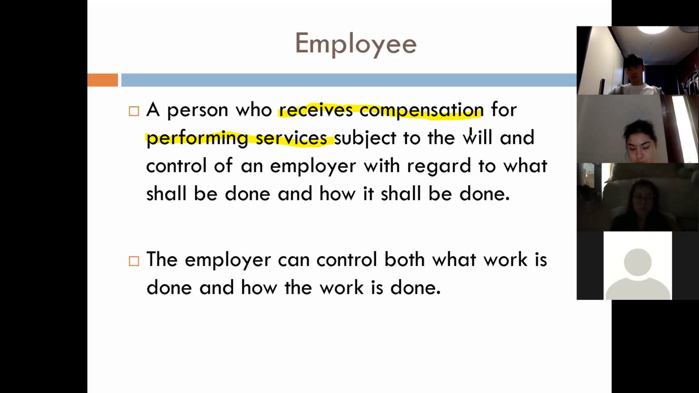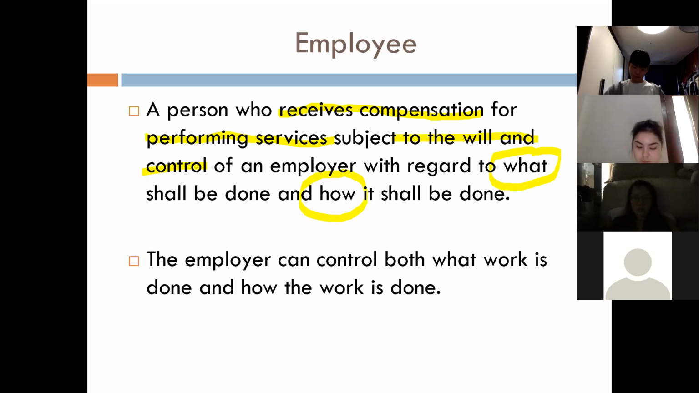And last, will and control. These two ideas, will and control. Another way to say it is what and how. So Min, if you're my employee and you're a salesperson, can I tell you what to sell? Like, okay, Min, this week we're selling computers, or this week we're selling phones, or whatever. I can tell you what we're selling, right? Yeah. Can I tell you how to do it?